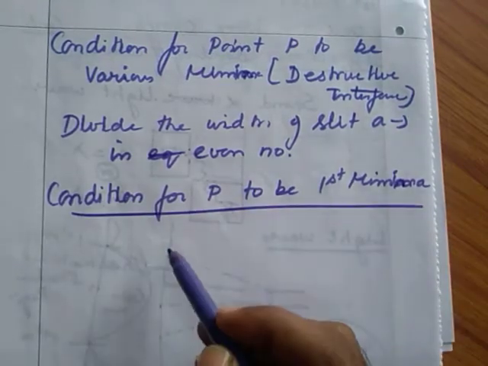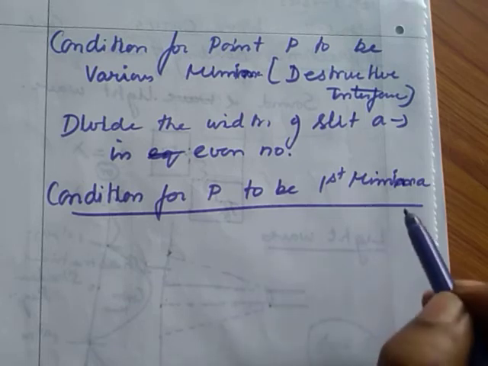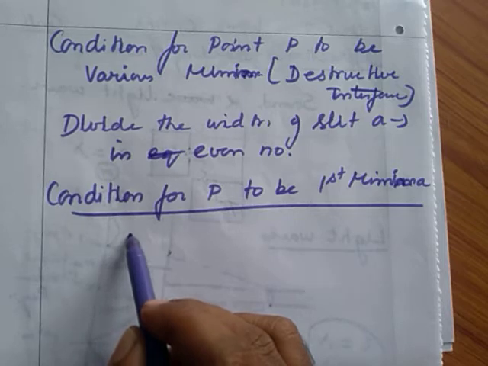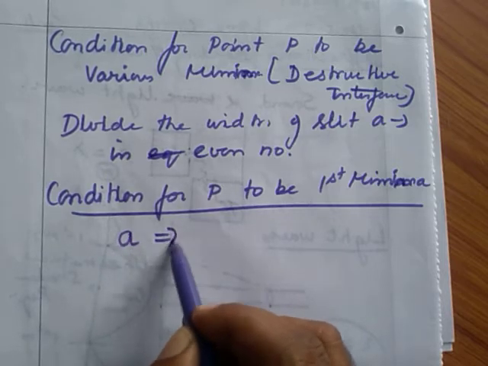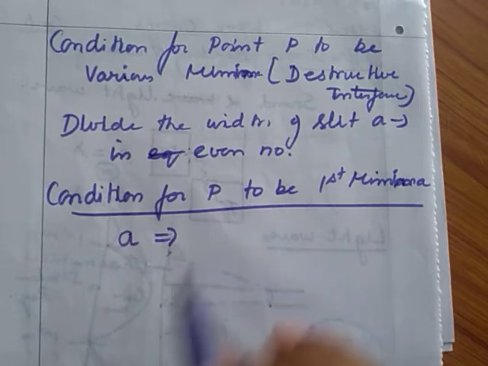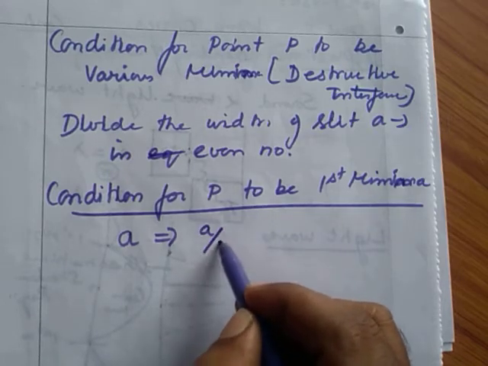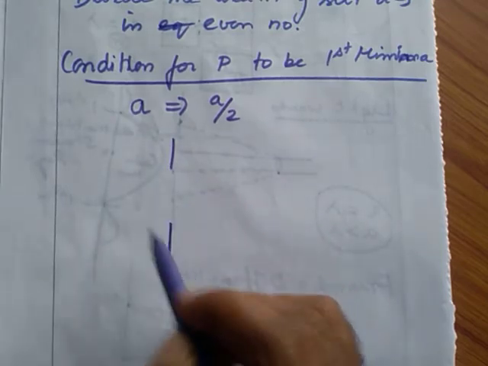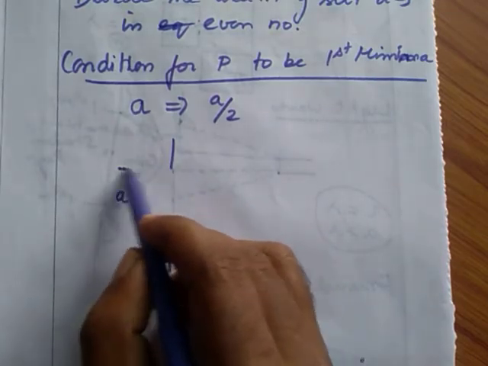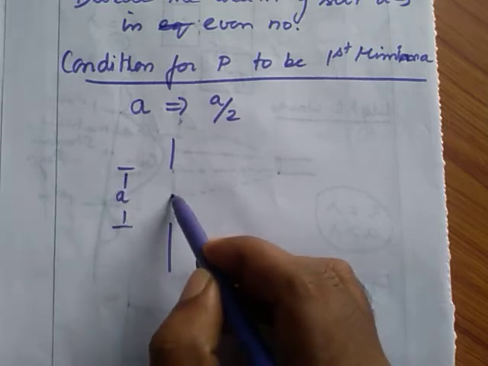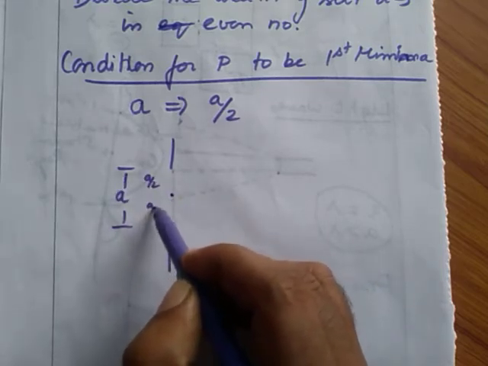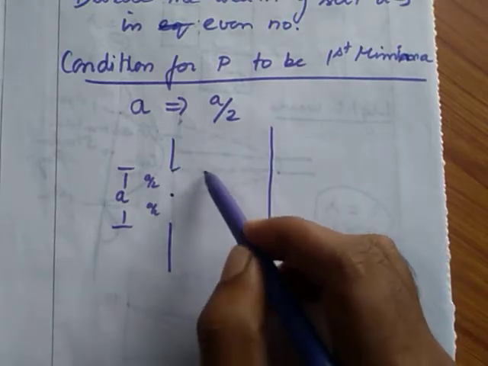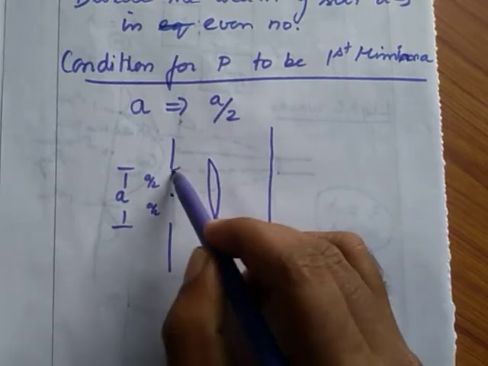In order to find the first minima at the point P, we have to divide the width a into an even number of parts. Here I am dividing it in half, a by 2. This is the slit of size a, and I am dividing its width into a by 2 and a by 2. This is a screen, this is a lens.